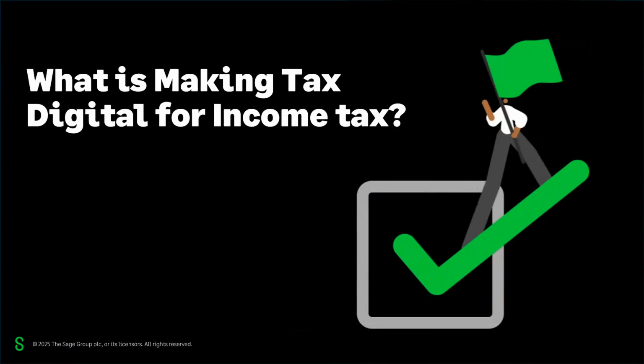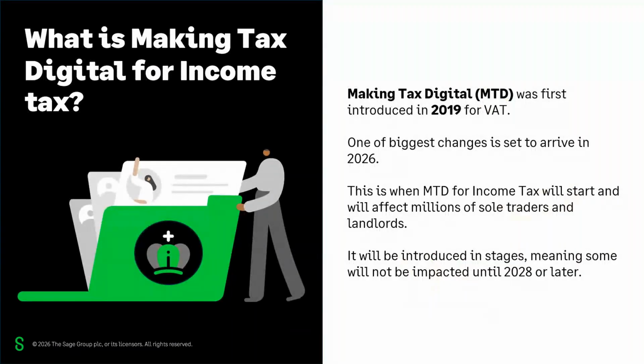So let's start with what is Making Tax Digital. Making Tax Digital, also known as MTD, was first introduced in 2019 for VAT. But it is 7 years later, in April 2026, that arguably one of the biggest changes is set to arrive. MTD for income tax will affect millions of sole traders and landlords. Now it is going to be introduced in stages, and we'll come to that in just a second, but you may have more time than you think.